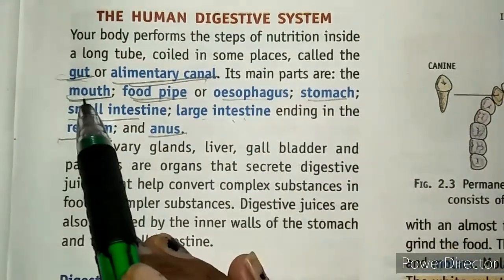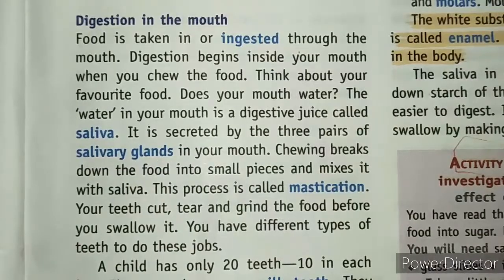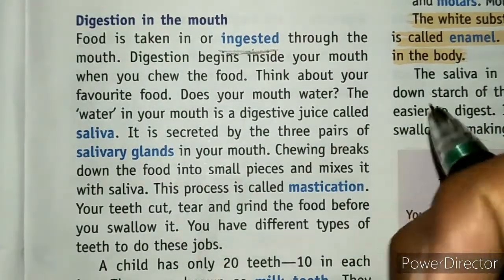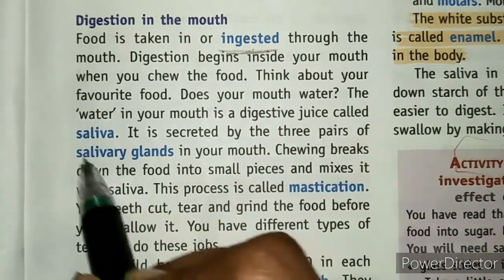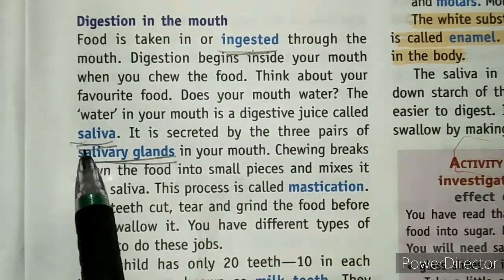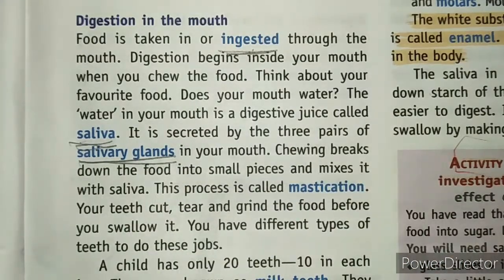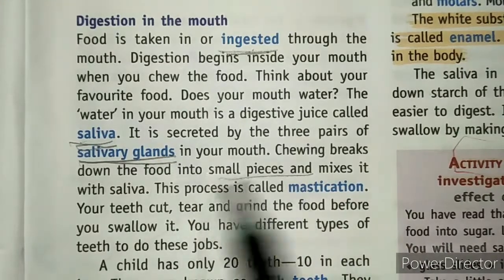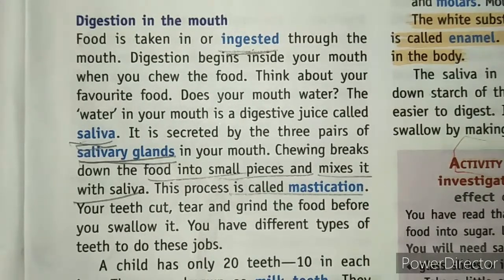So the first one we have is mouth. Let's see what happens in the mouth. First of all, ingestion occurs. Ingestion means to take food into the oral cavity. Afterwards, saliva is produced by the salivary glands, and this saliva mixes with the food and makes it softer. This process in which the small pieces of food mix with the saliva is known as mastication.